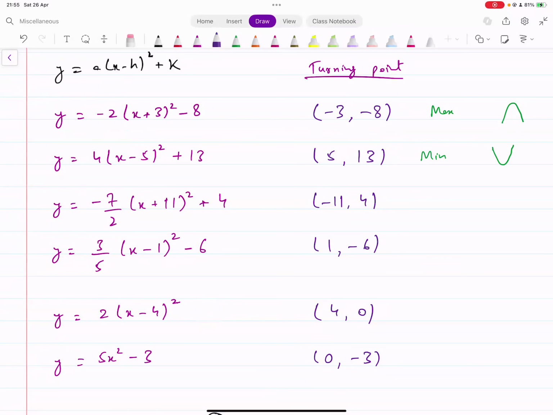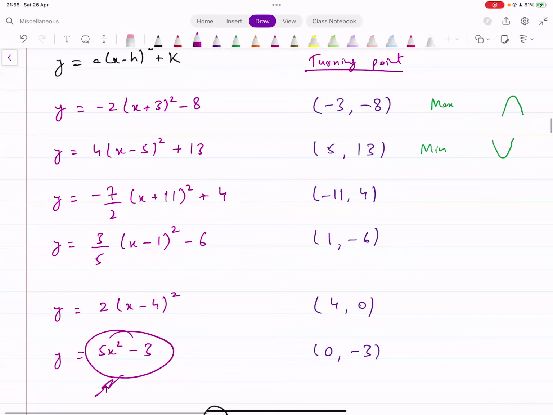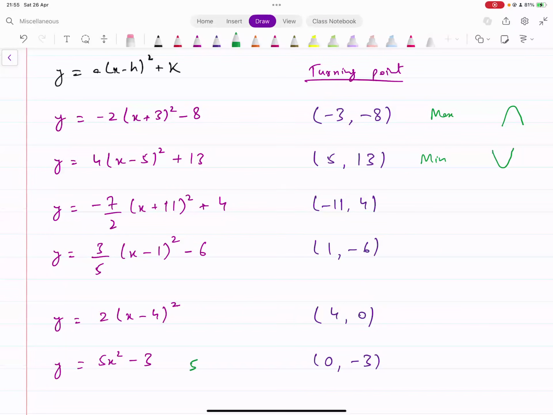If you have this, 5 into x squared minus 3, what about this? What's the turning point of this function? You can think of it like this. You can say this is 5 into x minus 0 whole squared minus 3. The number inside is 0. So the x coordinate of the turning point is going to be 0. And the y coordinate is the number outside, that's negative 3. That's the turning point.